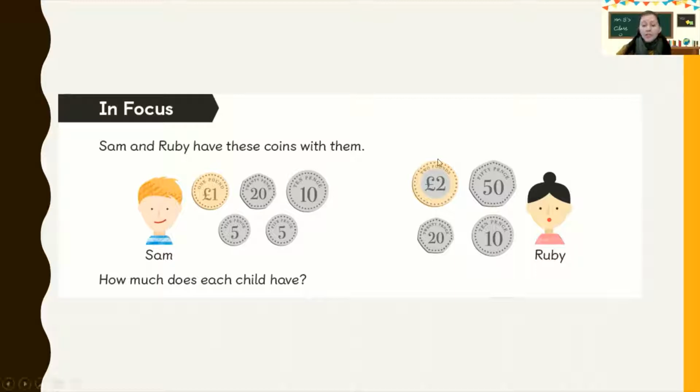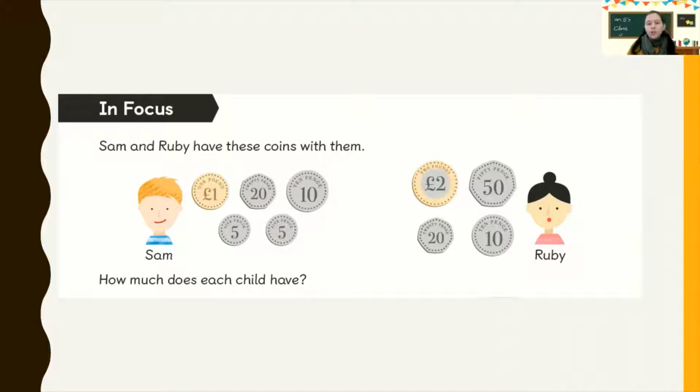So when you're adding these coins together, make sure you're paying really close attention, because some of them are pound coins and some of them are pence coins. So it might be easier to work out how many pounds first and then how many pence. And the way we write that down is like this.